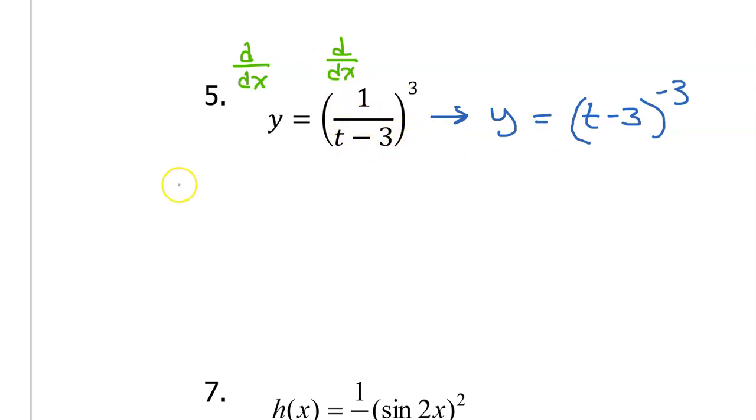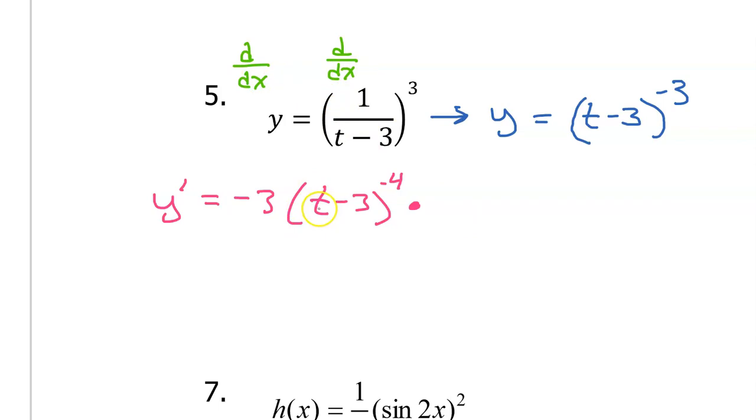If we begin to use the chain rule and take the derivative of the outer function, we have y prime equals, the negative 3 comes to the front, and we have negative 3 times (t minus 3). We reduce this by 1, so we have the negative 4 power. And then we multiply by the derivative of the inner function. If we were taking the derivative with respect to t, this would just be a 1. But we are not. We are differentiating with respect to x.